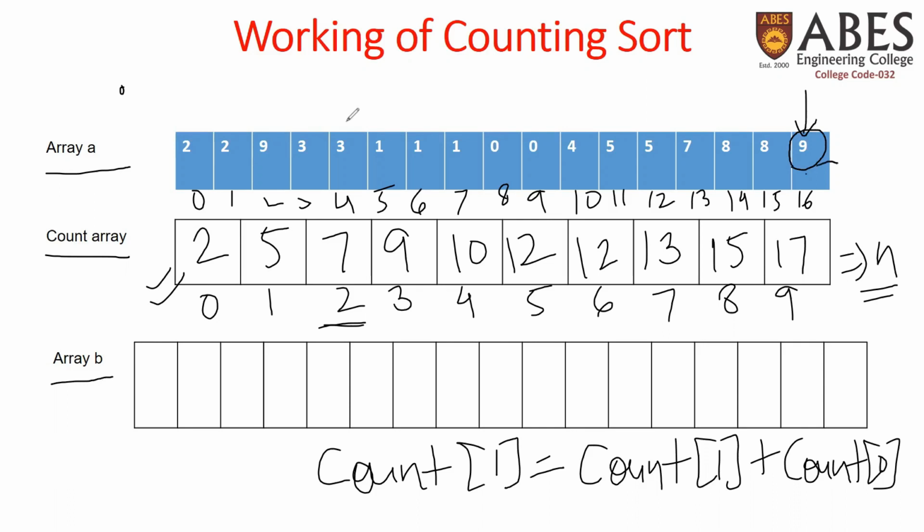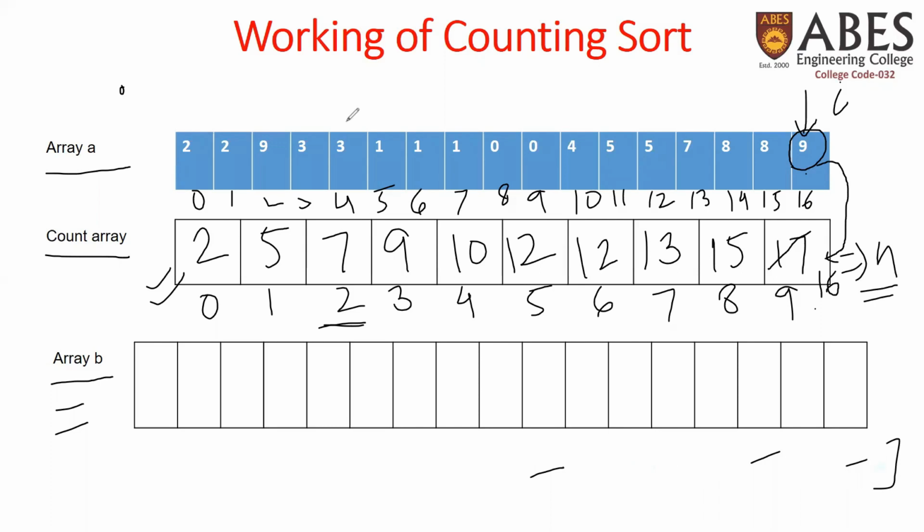Go for the 9th position of your count array. In the count array, you are getting 17. Decrement the counter of this one by 1, that is, put it at 16. Now put the value of A of I, at the 16th position of your array B. Here I'm again counting, just giving the index of your array B so that we can easily count.